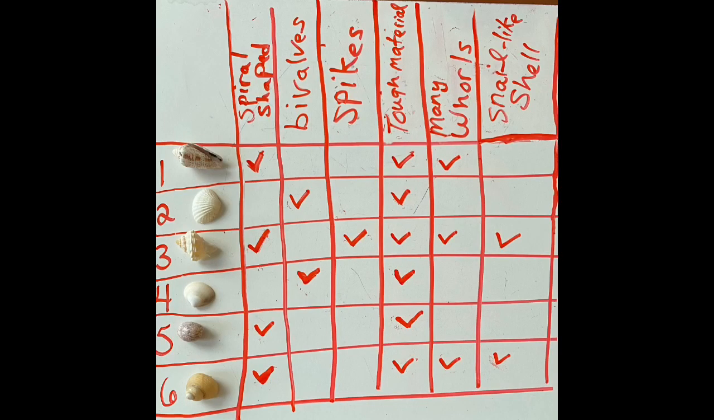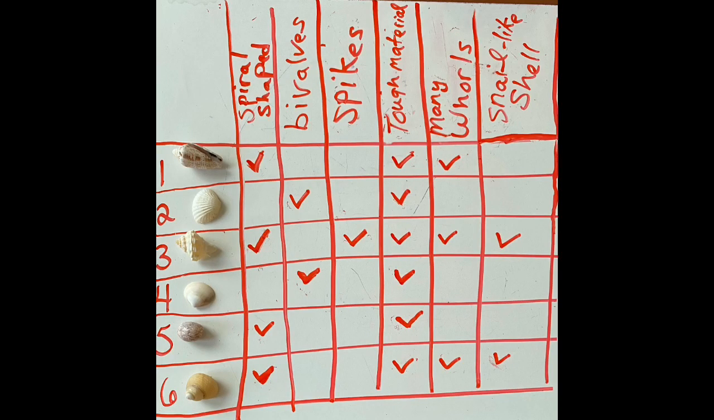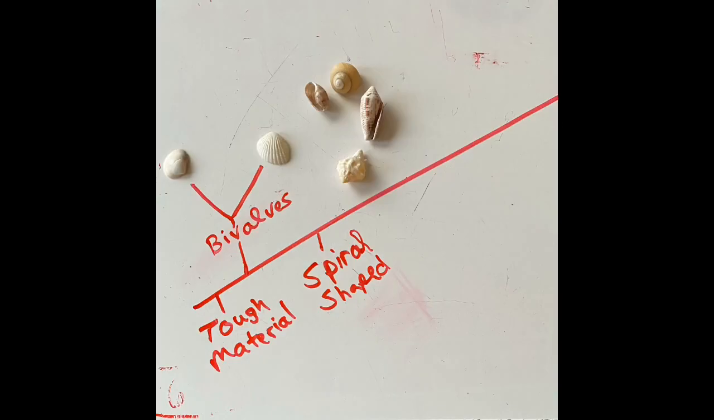Going back to the chart, I noticed that bivalves really only share the common characteristic of tough material. Other than that, they're bivalves. I must place the bivalves here because they have none of the other characteristics on the chart. Now I look for the second most common characteristic if I eliminate bivalves, and that's spiral shape. As you can see, the remaining 4 shells are all spiral shaped.